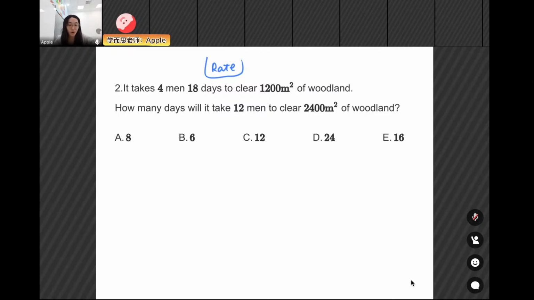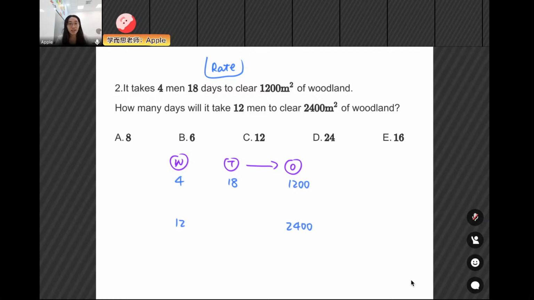When it comes to the rate problem, you should be very clear of 3 elements. The first one is about the worker. The second one is about the time. And the last one is about the outcome. Both worker and time will affect the outcome. Then let's try to write down the relationship here. According to the question, 4 men, 18 days, and then we get 1,200. Then what are we looking for? We are looking for 12 men, 2,400.